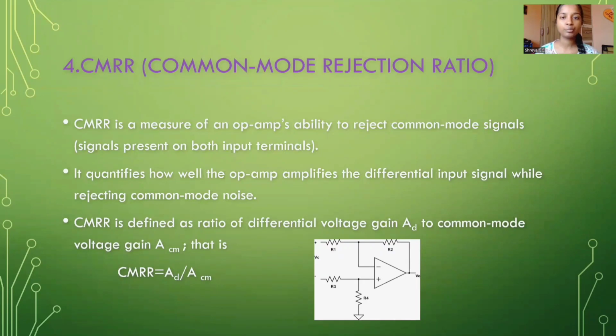CMRR, that is common mode rejection ratio. Common mode rejection ratio is a measure of an op-amp's ability to reject common mode signals, signals present on both input terminals. It quantifies how well the op-amp amplifies the differential input signal while rejecting common mode noise. CMRR is defined as the ratio of differential voltage gain AD to common mode voltage gain ACM. That is, CMRR equals AD by ACM.